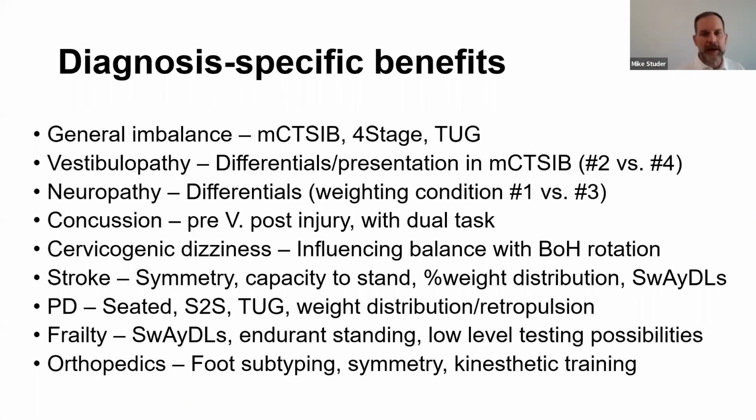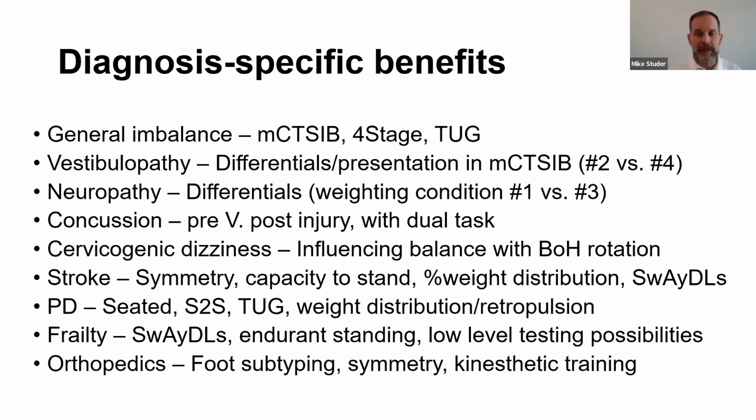So let's blow these out just a little bit as we wrap up. General imbalance, very clear on this one. And I'm just going to briefly introduce a couple of attributes that Rapid can bring. This is not a comprehensive list. We can do the CAT-SIB, the 4-stage balance test, a timed up and go. For general imbalance, we've got you covered.